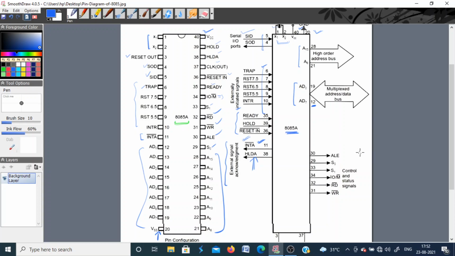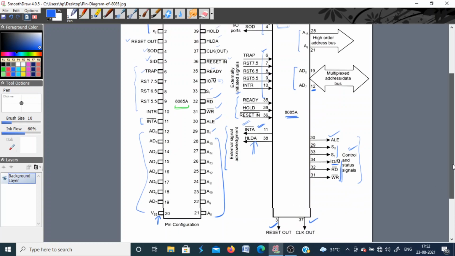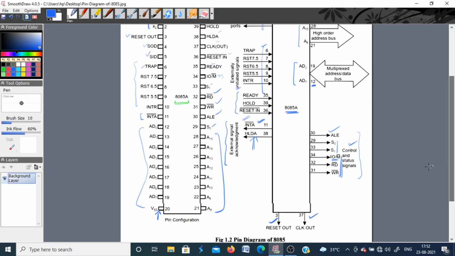Then there are these signals, grouped into the control and status signals. ALE, address latch enable, is used to latch the lower 8-bit address. Status signals, input output memory, read and write, and we have seen how you can generate 4 different control signals by combining these 3 signals. Then 2 pins are there, one for reset out and one for clock out. If you want to use this microprocessor as a clock generator for some other device, or to reset some other device connected in the system, you can use these 2 pins.